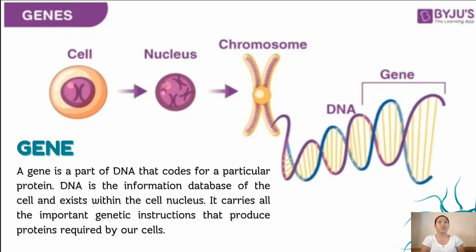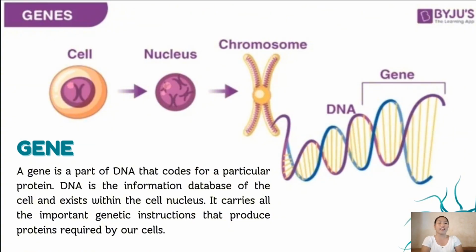Let's start. First we have the gene. A gene is a part of DNA that codes for a particular protein, and DNA is the information database of the cell and exists within the cell nucleus. It carries all the important genetic instructions that produce proteins required by our cells. As you can see here, inside the cell we have the nucleus, and inside the nucleus we have the chromosomes. Chromosomes are composed of DNA, and inside the DNA we have a gene.